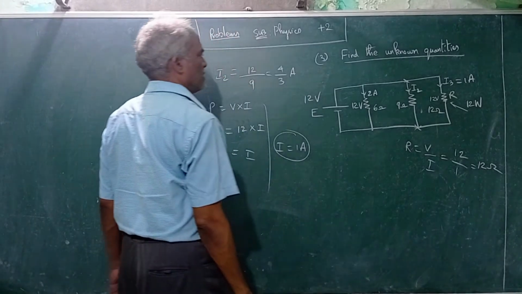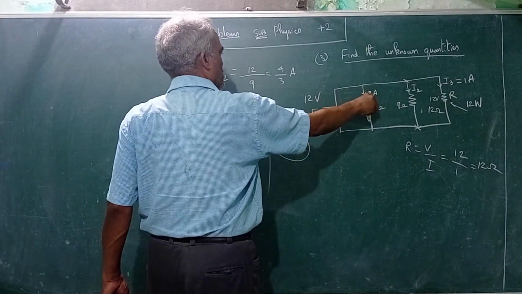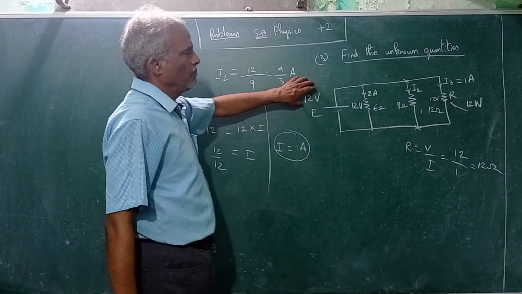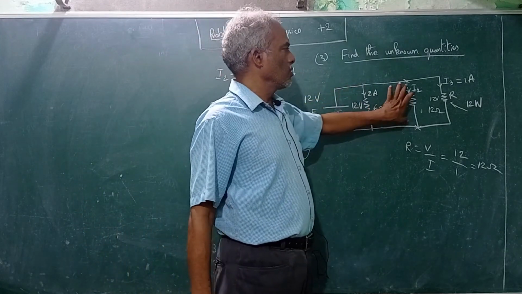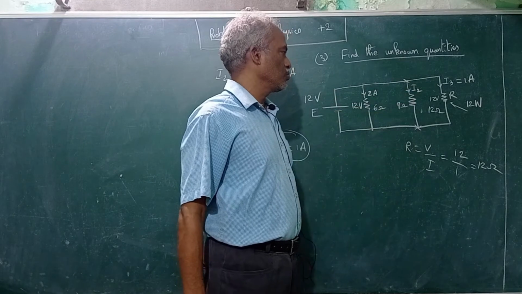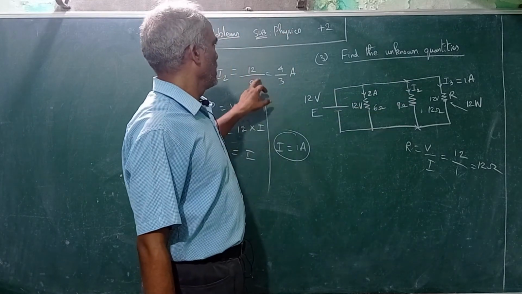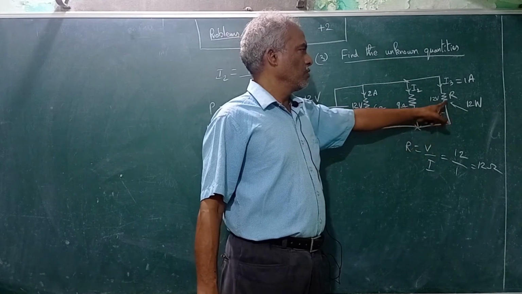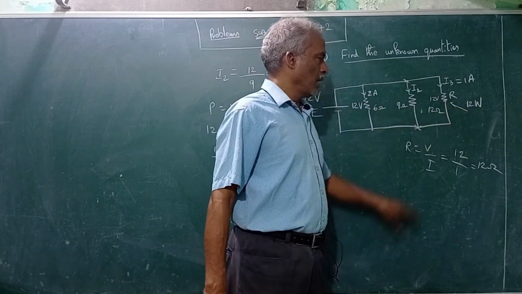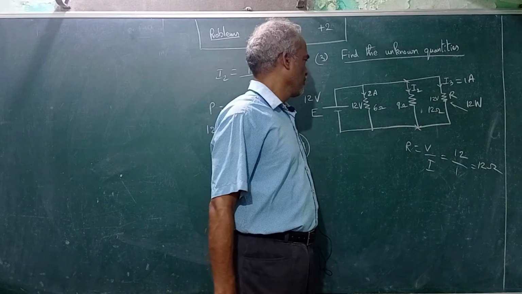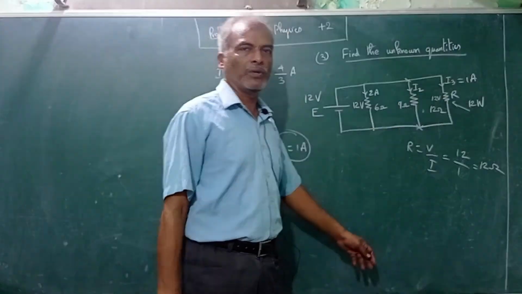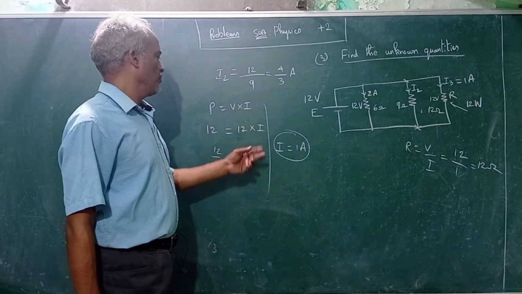So the final answers: the voltage across these 2 points is 12 volts, therefore supply is 12 volts. Since this is 12, here also 12, the current I2 is 12 by 9. So 12 by 9 is 4 by 3 amperes current flowing in this branch. We know the power rating 12 watt and the voltage across the resistance is 12 volts. Therefore, we can always find the current because power is equal to V into I.